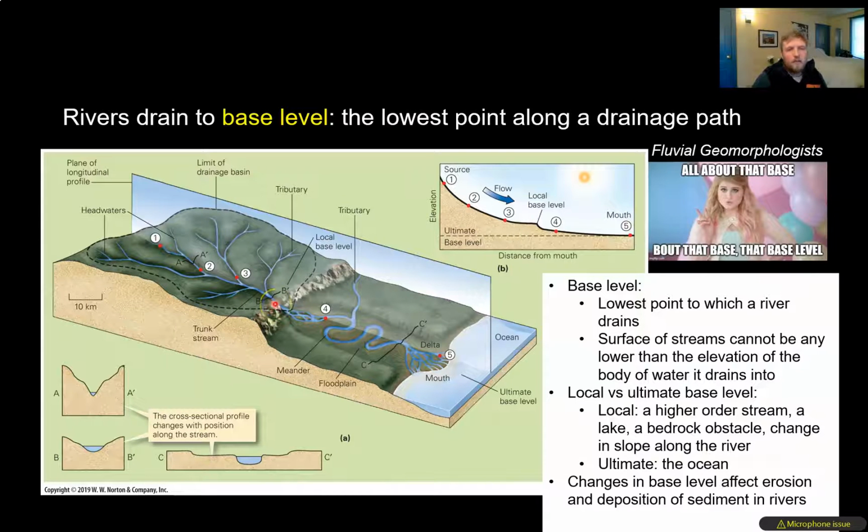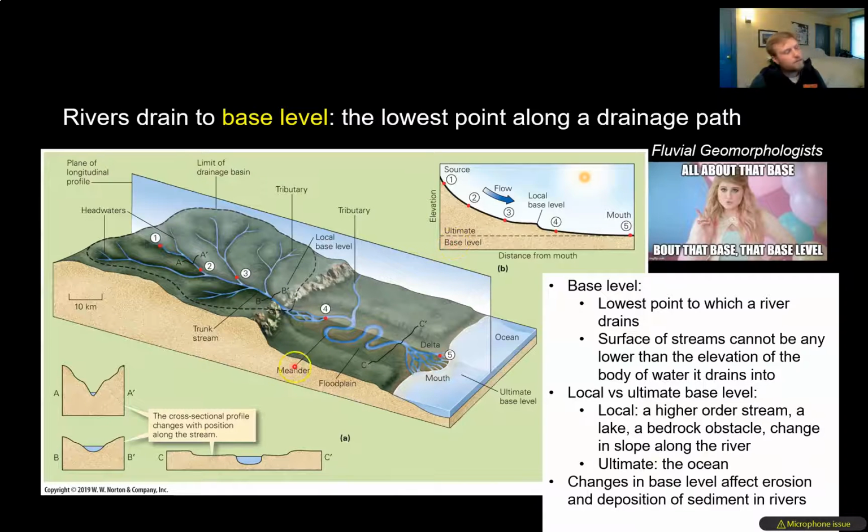You could also have a change in local base level if you built a reservoir or a dam, right? Because if you build a dam, you are causing a place where water is going to flow into more calm water, and it changes where that local base level is. You could also have a landslide, right? So if we just say we have a landslide and it flows into one of these streams and blocks it, then you create a change in base level.